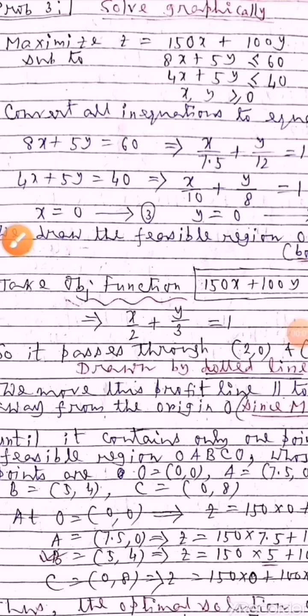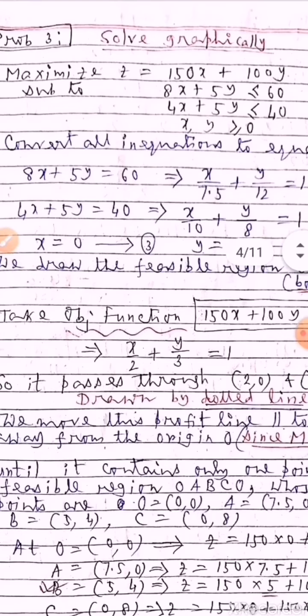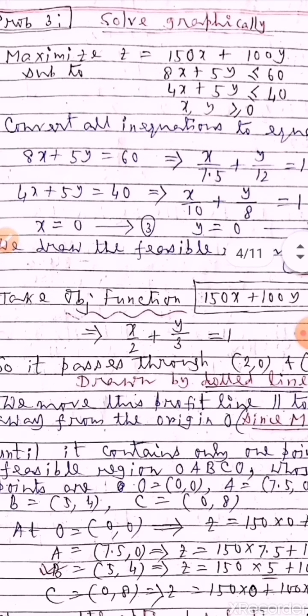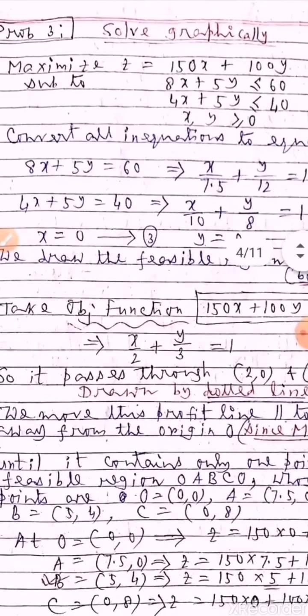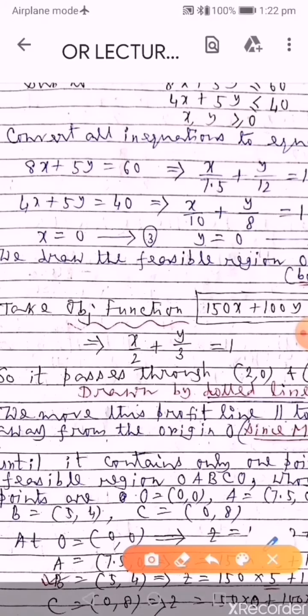Today our discussion is solution of a linear programming problem, that is solution of an LPP by graphical method. For this we have considered two problems in the first phase. This is the first problem. Maximize z is equal to 150x plus 100y, subject to we have four inequalities.